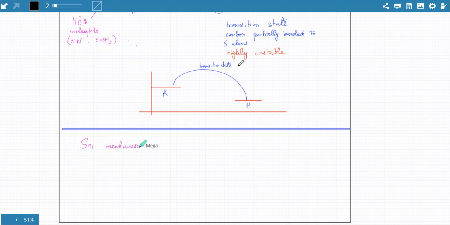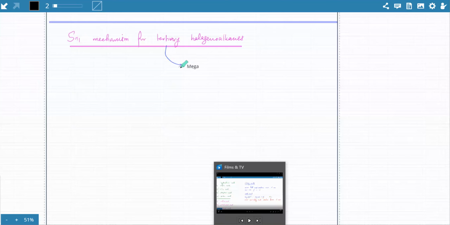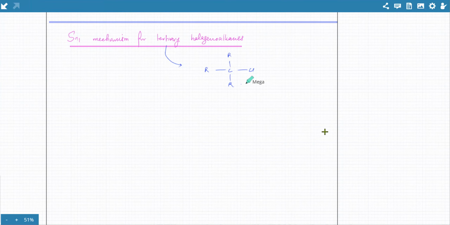What's the mechanism in this particular case? If you have a tertiary halogenoalkane, the first thing is, what is a tertiary halogenoalkane? It's a halogenoalkane where the alpha carbon, the one that is attached to Cl or any other halogen, is surrounded by carbon chains on all sides. One way to identify that is that the alpha carbon would not have any hydrogen atoms attached to it.